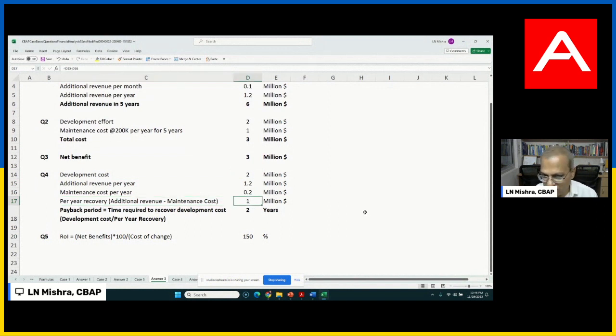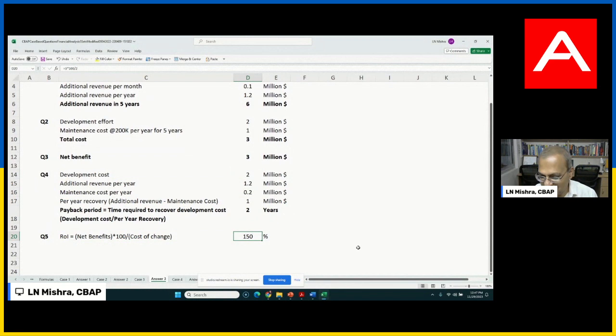That happens to be $1 million. And since we spent $2 million in the beginning, we divide $2 million in spend by $1 million recovery per year. That gives us 2 years as our payback period. Coming to ROI, it's 3 million in net benefits divided by cost of change, which is 2 million. That means you get 150% as ROI, which is very high.